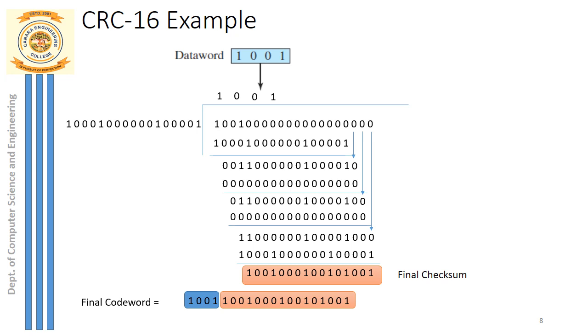The receiver side will again perform the same CRC division operation by considering the same divisor with the received code word, as we have seen in the previous example.